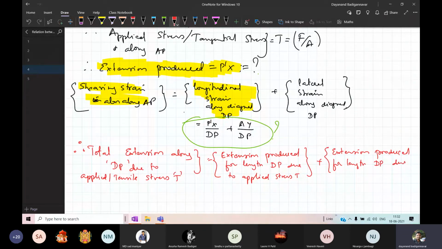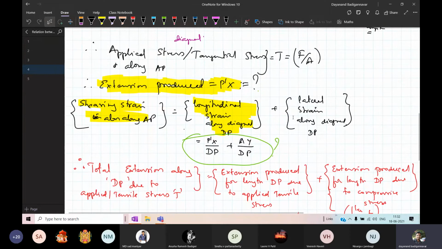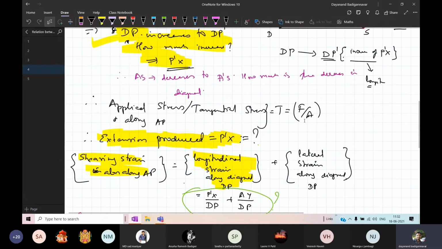due to the applied tensile stress. This is the extension produced for length dP due to compressive stress, along the compressive stress, which is perpendicular to the first one. So this is perpendicular to the first case. What is the meaning of this? Now go to the diagram. Just wait and listen calmly to what I am telling you.